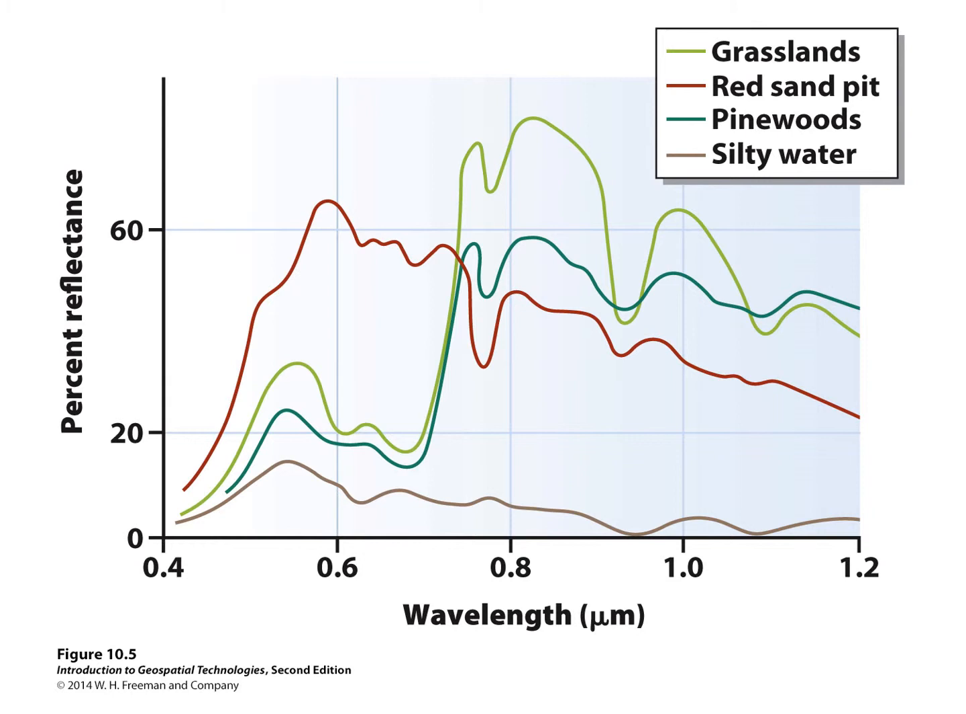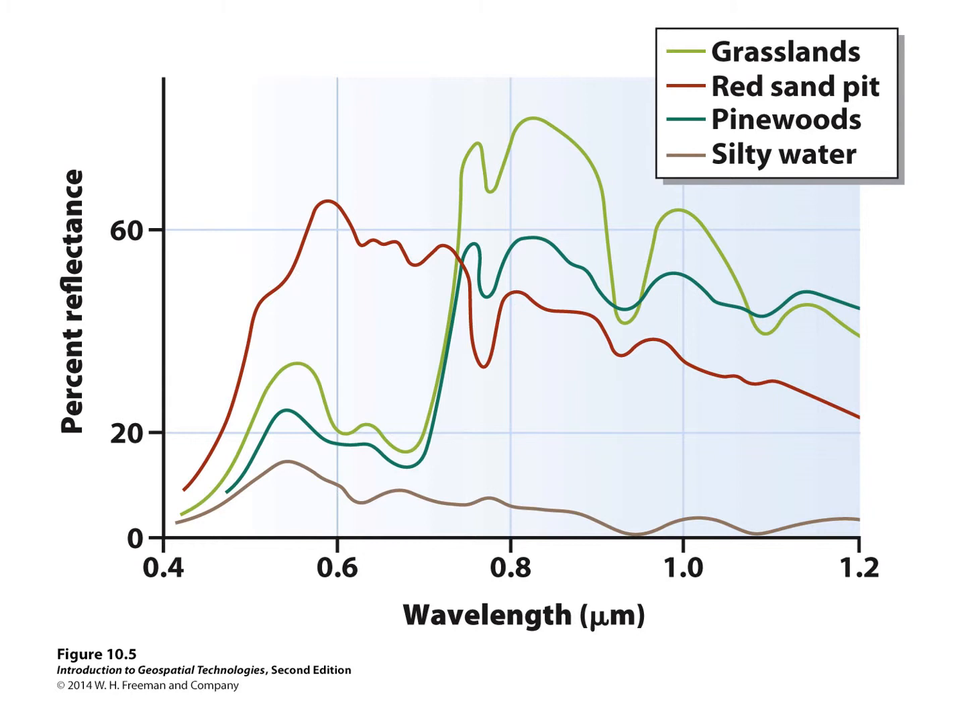Move from the grassland to the red sand pit, you can see that the reflectance goes up much further as we approach 0.6, which is more towards red, which is what you would expect, and has a very different behavior moving on across. Piney woods would be very similar to grasslands, but they have a lower percent reflectance in the near infrared. That could be useful.